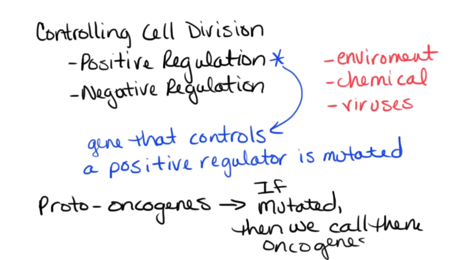So a properly functioning proto-oncogene is not a problem at all. It's actually a good thing. It helps us to have proper regulation of our cell cycle. But if somehow it is mutated, and mutations are really very random, if it is mutated, then potentially it could cause cancer. And in that case, we would call it the oncogene.